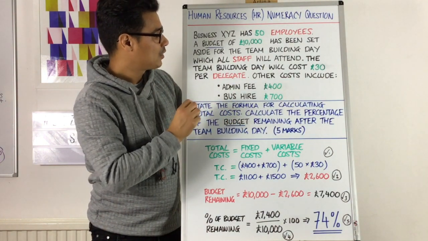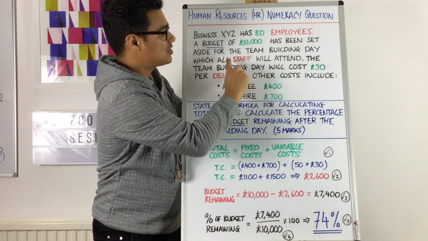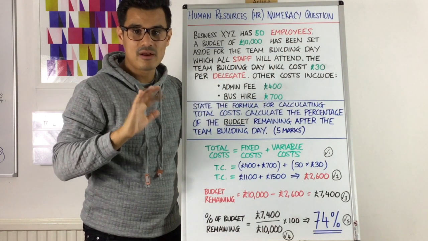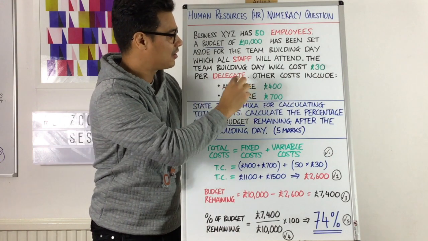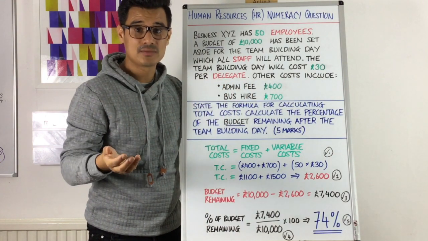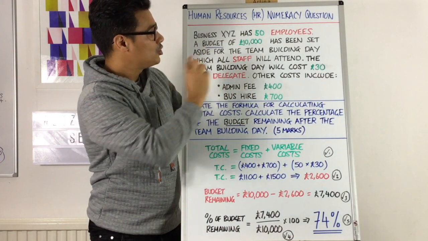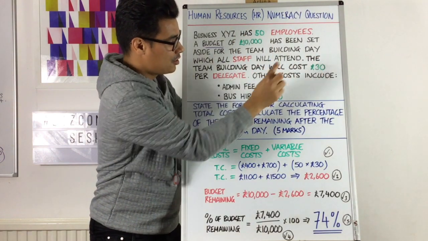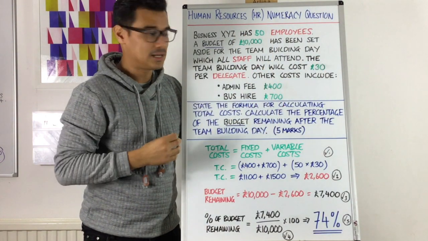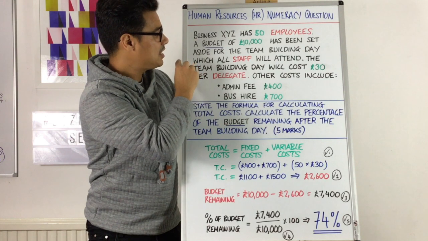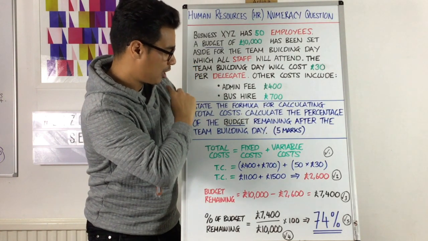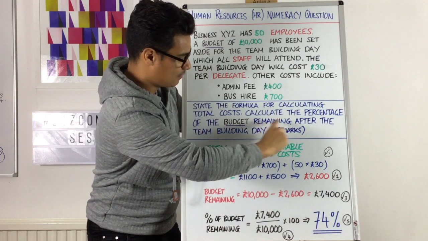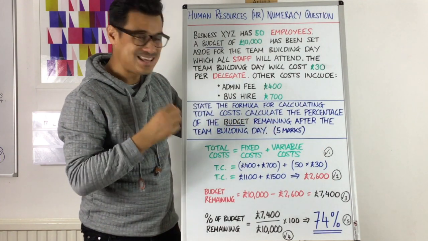Key things to look at, and I've put them in red. Employees, staff and delegates. They're effectively the same word, so don't be confused, especially by delegate. Delegate is just employees. Other things to be aware of in this question, you're given lots of numbers, and I've put them in green to make it clear, and the key bit of the question is that you need to show how much is remaining from the budget, and you need to put that in a percentage.